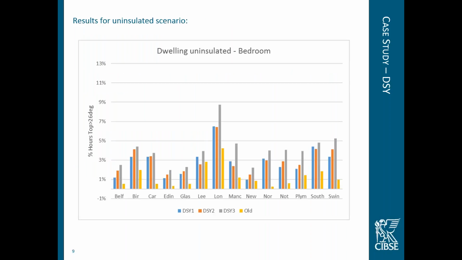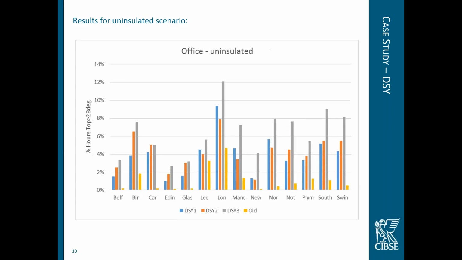So the reason we kept it that simple is because when you have a graph like this, where you have your results for the uninsulated scenario, this is for the dwelling, and it's the bedroom zone, you can see that for every single location, the new design summer years are warmer than the old design summer years. It's the same when you look at the office. It shows that the new design summer years are definitely a lot warmer than the old ones, and this is going to impact overheating assessment across all locations.